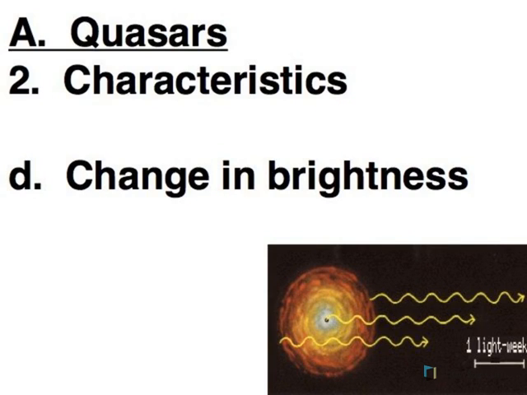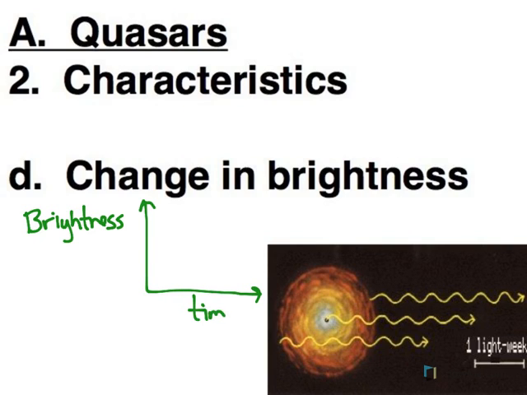They change in brightness. So if you're watching a quasar and measuring brightness versus time, you might see it get brighter, go back to normal. Maybe a little while later, it gets brighter, goes back to normal. So it's not something that's constant. It has something happening that makes it suddenly get brighter.